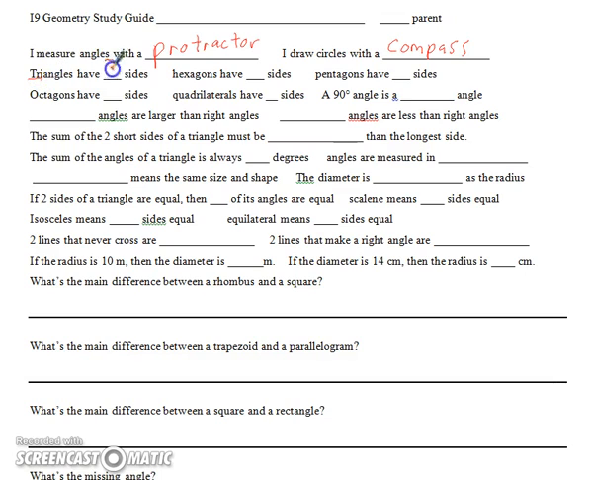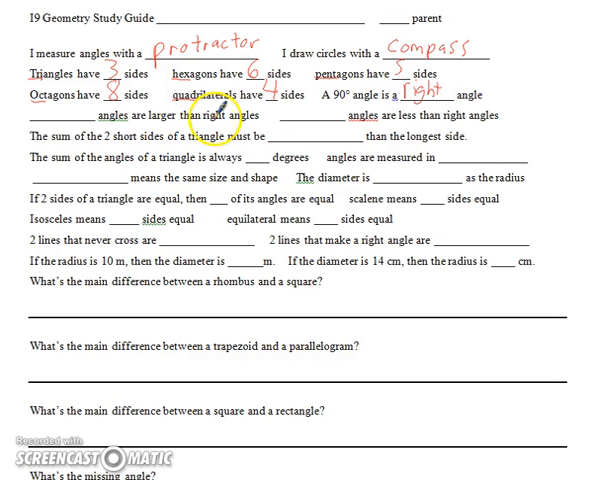Triangles, tri, 3 sides. Hex, 6, they both end with X. Penta, 5. Octagon, like octopus, 8. Quads, 4. A 90-degree angle is really a right angle.